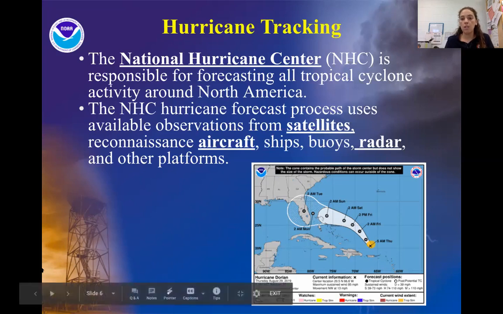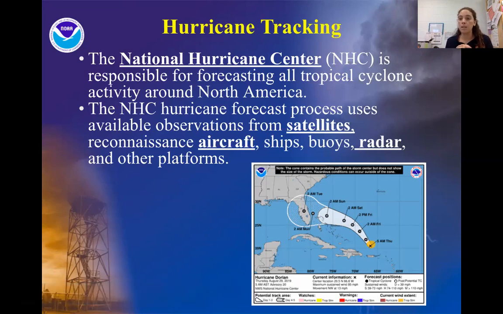Not only do they watch everything in the Atlantic Ocean, but they also keep an eye on the Eastern Pacific and watch out for hurricanes that could potentially hit Hawaii. When it comes to forecasting, they're going to use satellite data. They also use aircraft. They'll send airplanes into the hurricane to collect data about wind speeds. They'll use other things such as ships, buoys, and radar.